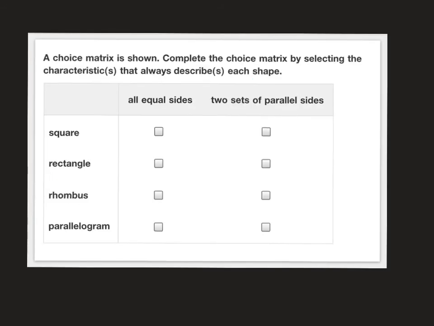All right, this one is another choice matrix. It says select the characteristics that always describe each shape. So we're choosing between all equal sides or 2 sets of parallel sides. So if I look at a square, we know that it definitely has all equal sides. A rectangle does not always, so it is the 2 sets of parallel sides. A rhombus has to have all equal sides, and a parallelogram does not necessarily. It just has to have 2 sets of parallel sides.